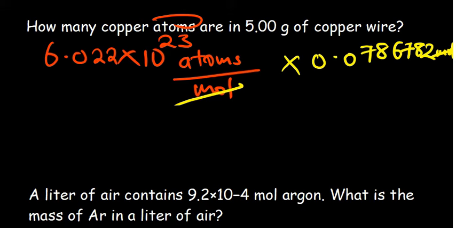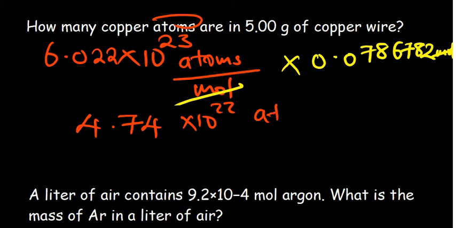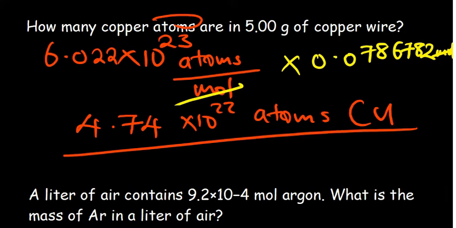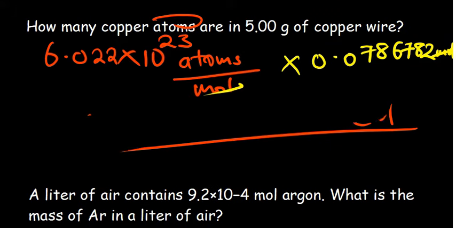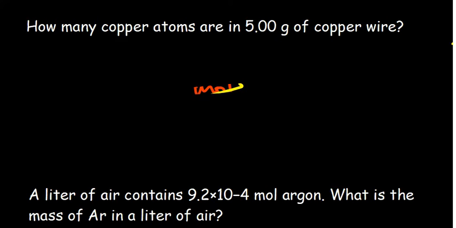What answer do you expect to get? So I'm getting a value of 4.74 times 10 to the power 22 atoms of copper. So that's basically how you get to handle this question. So whether we put molecules, you handle the question the same way. Now feel free to try out the next question on the bottom.